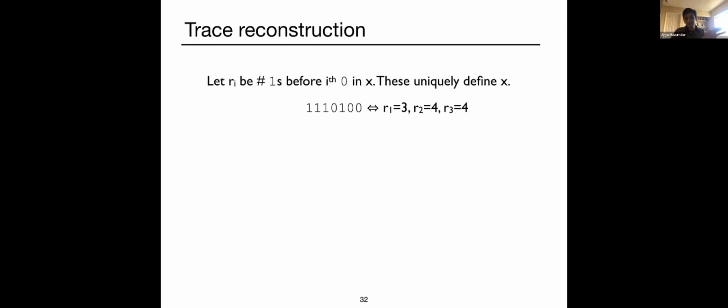So recall in the trace reconstruction problem, you have a binary sequence that's going through a deletion channel. Each bit is being deleted with probability half, or probability p, say. Suppose X is your sequence, which is given by 1 1 1 0 1 0 0. And then suppose I'm counting these statistics, Ri's. This is the number of ones before the ith zero in X. So R1, for example, is the number of ones before the first zero, which is over here. So R1 is 3, R2 is 4, and R3 is also 4. Now R1, R2, and R3 uniquely define X. If I just give you the number of ones before the ith zero in X, then I can uniquely reconstruct the binary vector X.